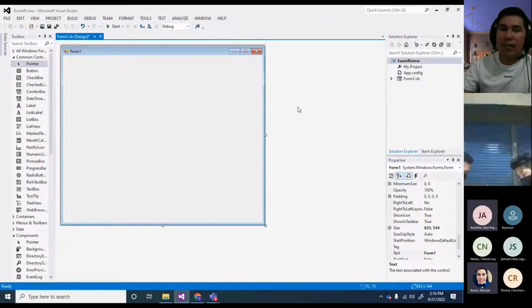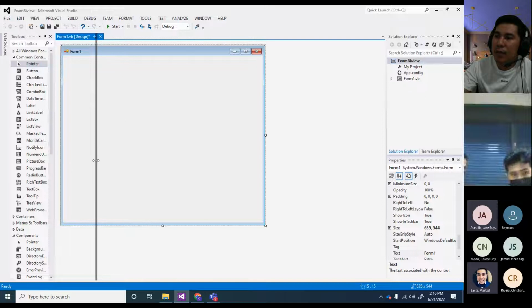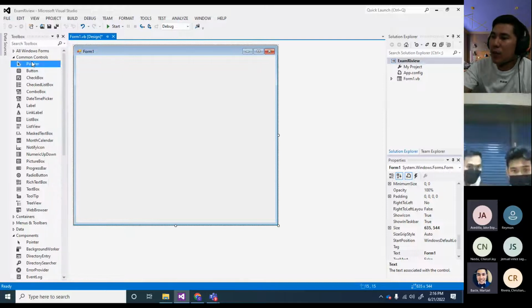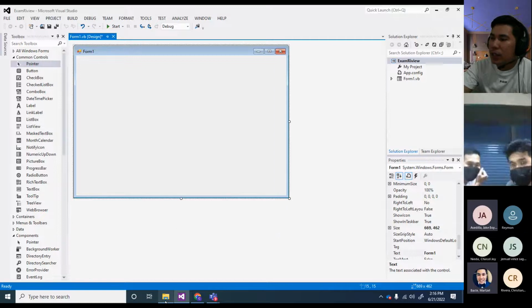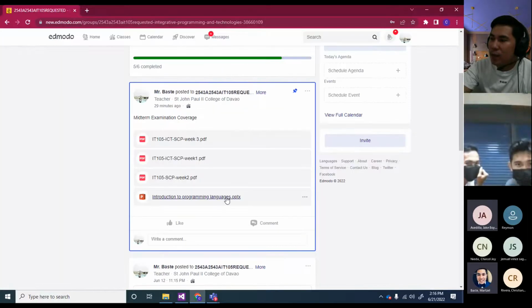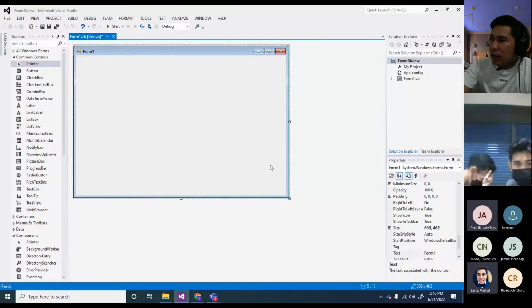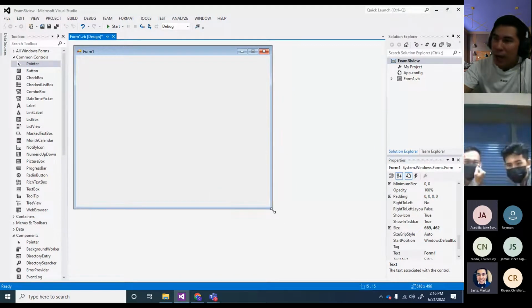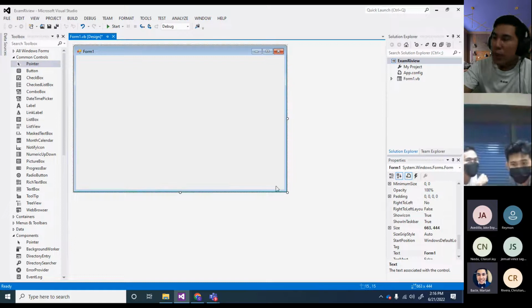So let's now go to our VB.NET and discuss object-oriented programming and how we actually implement it in VB.NET. To start with, of course, we have this idea already of the different windows in VB.NET. So please do study this one, guys. I have uploaded it in our Edmodo in preparation for your examination.